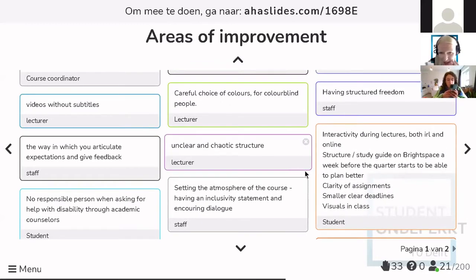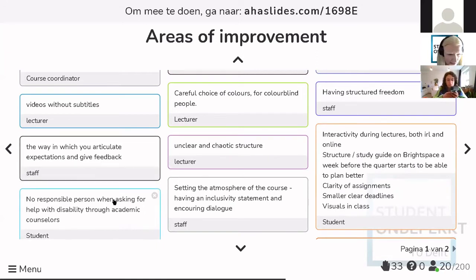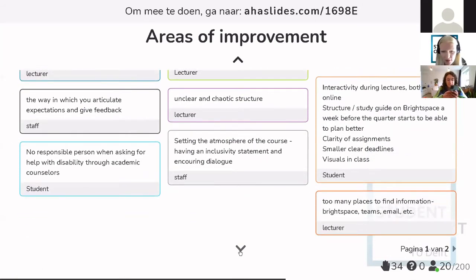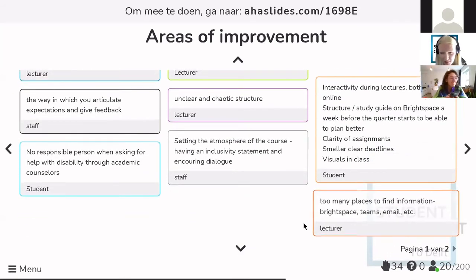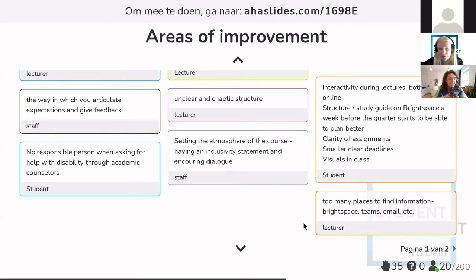Interactivity during lectures, both in real life and online. I think that you guys already know enough areas that could be improved, which is nice because you can already think about these during your discussion.